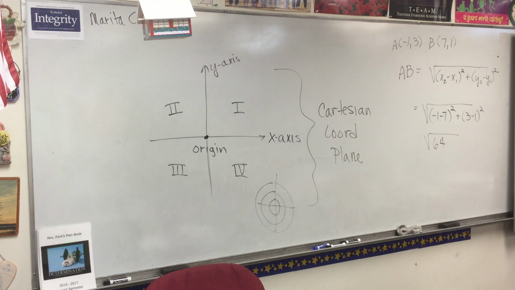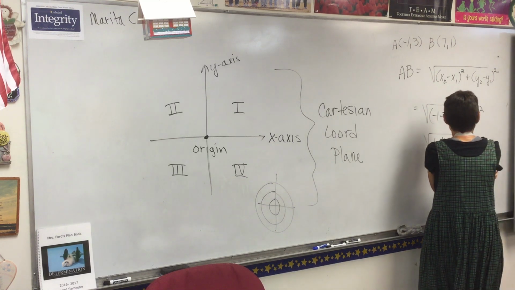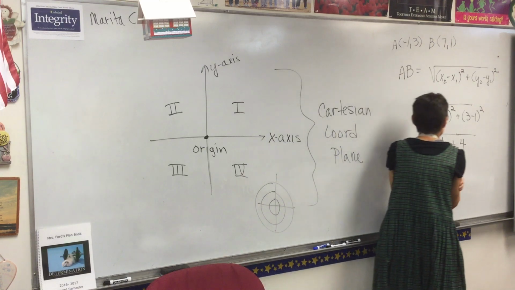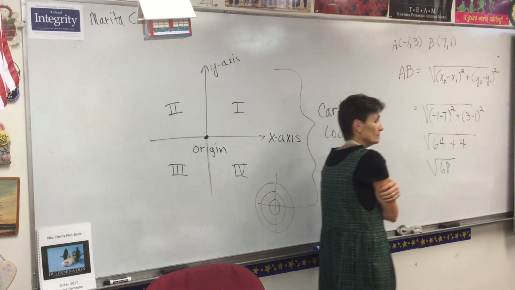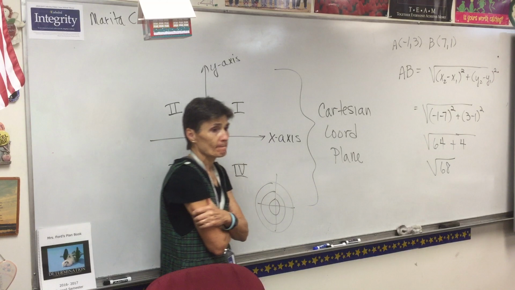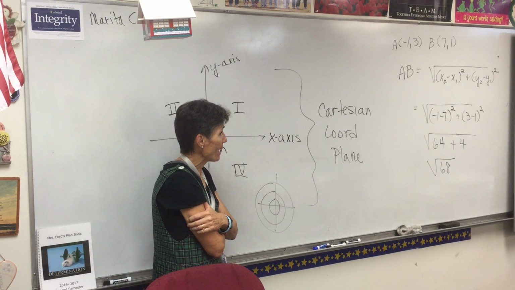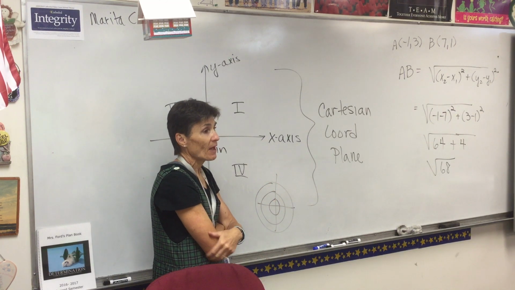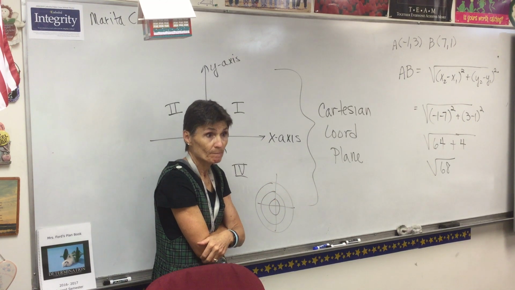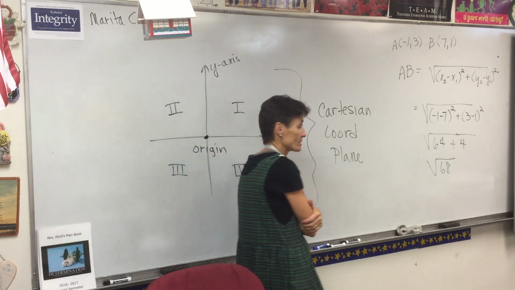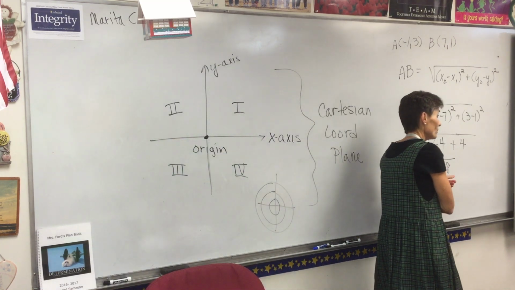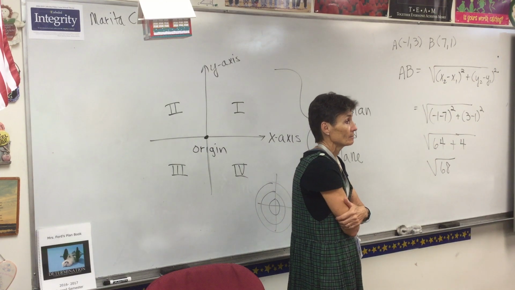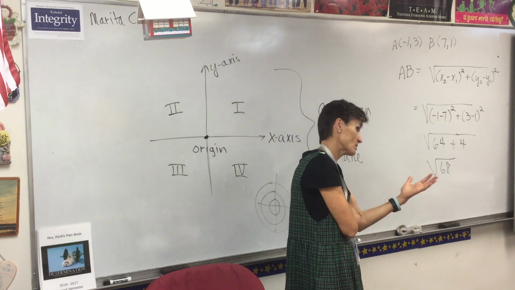3 minus 1 is 2, squared, 4. So I'm going to add 64 and 4. I'm going to get the square root of 68. Now this is one of those math technicalities. Square root of 68 is a fine number, but that radical can actually be reduced, and we should reduce it. So the square root of 68. Anybody remember how to reduce radicals? We take out whatever perfect squares we can.